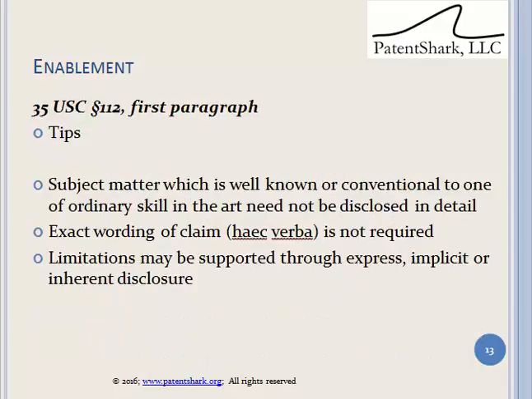So here are some tips regarding Section 112 first paragraph. The subject matter which is well known or conventional to one of ordinary skill in the art need not be disclosed in detail. So in this case, the inventor or the patent attorney who wrote this application didn't have to write 10 or 20 pages of how do you make chocolate? Okay, that's just not necessary. It's just something that's common. Also, exact wording of a claim is not required. And also, limitations may be supported through express, implicit, or inherent disclosure.